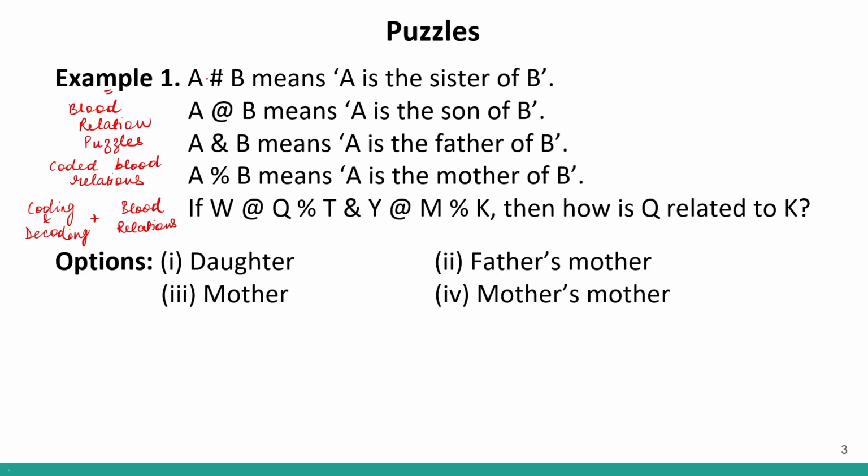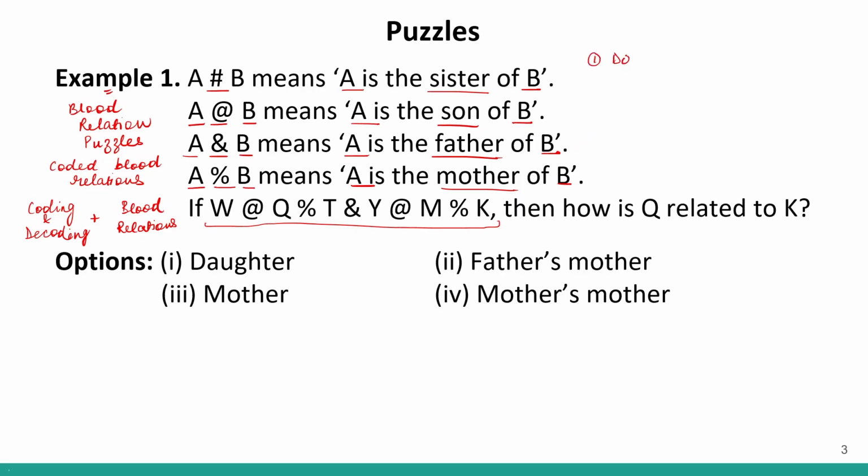In this question it is written that A#B means A is the sister of B. A@B means A is the son of B. A and B means A is the father of B. A%B means A is the mother of B. Correct? Then this expression is given to us. We will solve this expression to get a family chart and then we will answer this question. Okay? So in blood relations, I told you to remember three things.